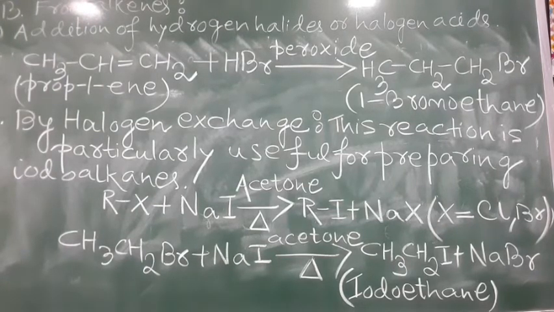Next method we will discuss by halogen exchange. Now this reaction is particularly useful for preparing iodoalkanes. You can see the general form of the reaction. RX represents an alkyl halide. When added to sodium iodide in presence of acetone and heated, you can see alkyl iodide is formed. I have given an example. Ethyl bromide plus NaI in presence of acetone forms iodoethane and sodium bromide.